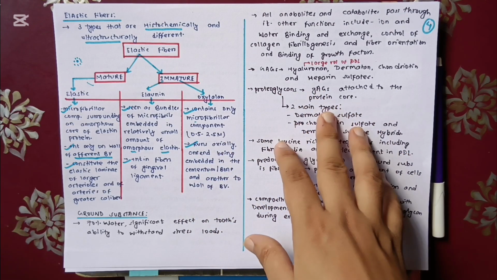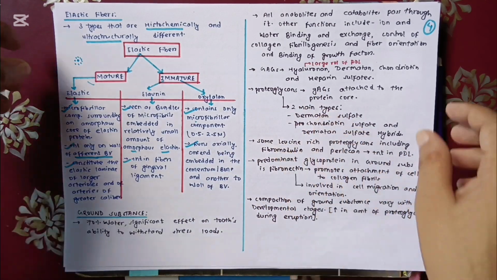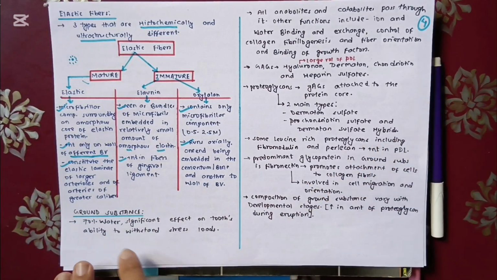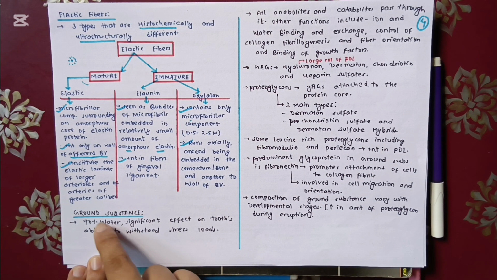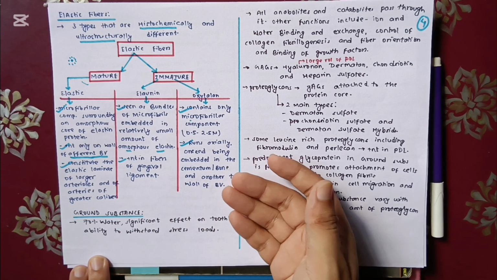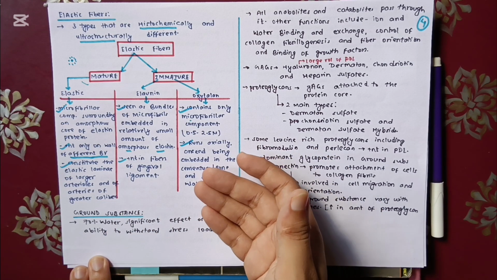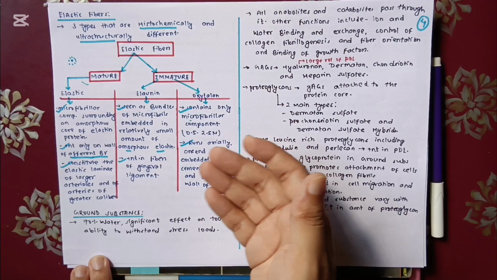Now I will discuss the ground substance. In the ground substance, 70% is water. Also present are glycosaminoglycans, proteoglycans, and glycoproteins.